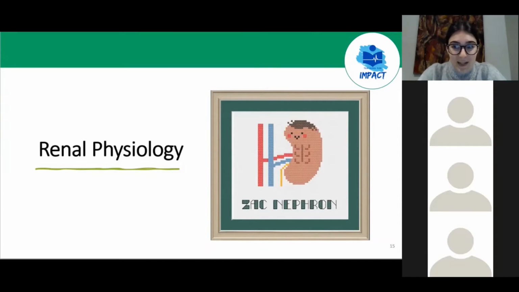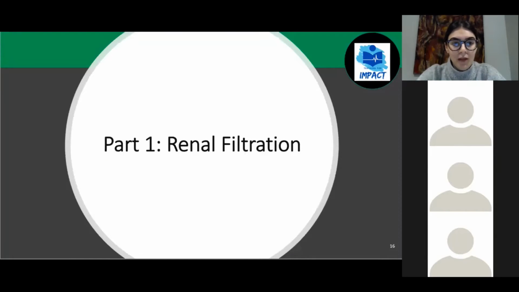So here is the introduction to renal physiology. And feel free to ask questions at any point as well. Okay, so looking at renal physiology, I'm going to divide this into two parts. I'm going to divide it into the renal filtration first, that's occurring in the glomerulus, remember, and then into the renal tubular mechanism. So what's happening in those renal tubules after we've filtered. So let's start with renal filtration first.